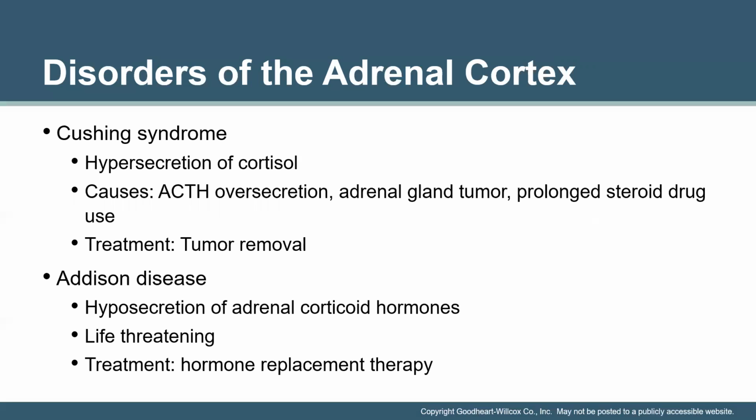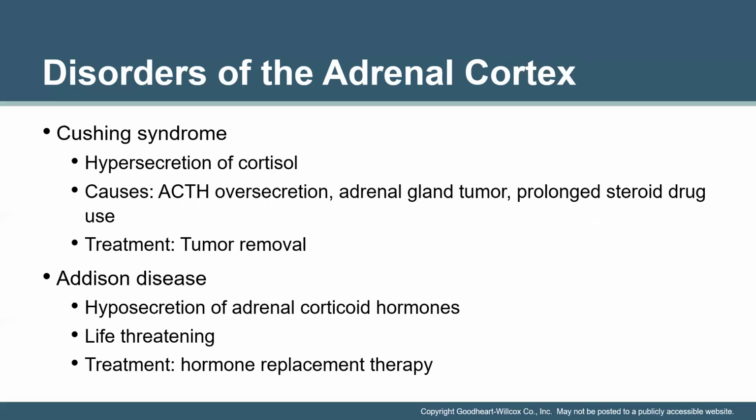The causes of Cushing syndrome or the disorder of the cortex could be ACTH oversecretion, a tumor, or steroid drug use. Prolonged steroid drug use. Okay, so this could be, oh gosh, I can't even think of what it's called right now, when we have a severe allergic response and we go get cortisone. Okay, stuff like that.